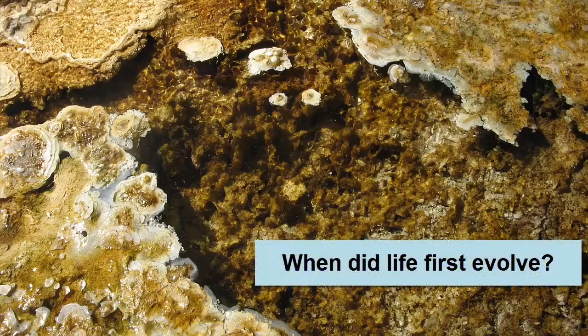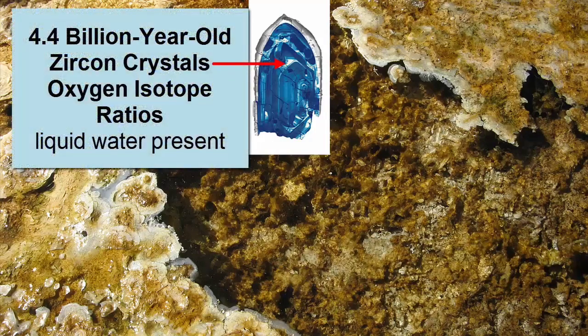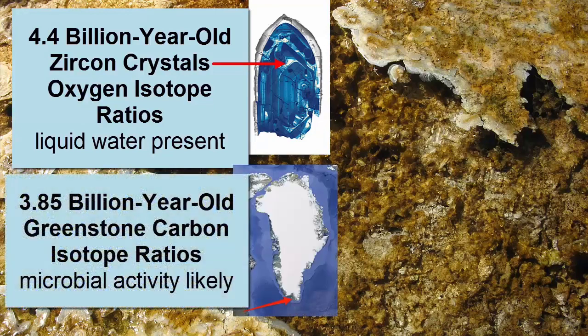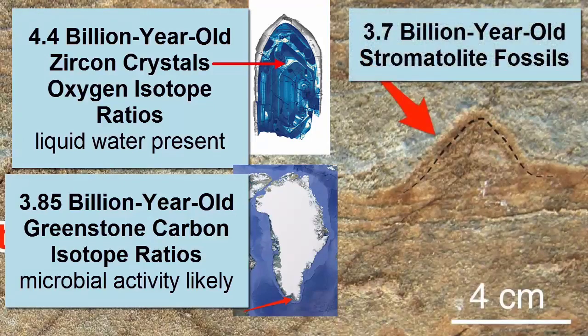When did life first evolve on planet Earth? Oxygen isotope ratios in 4.4 billion-year-old zircon minerals indicate temperatures on the surface would have been cool enough for liquid water to be stable. Since life requires water, 4.4 billion years represents a possible oldest date for life on Earth. A 3.85 billion-year-old rock from Greenland was found to have carbon isotope ratios suggestive of microbial activity. However, the first fossil evidence we have are stromatolite mounds found in 3.7 billion-year-old rocks from Greenland.